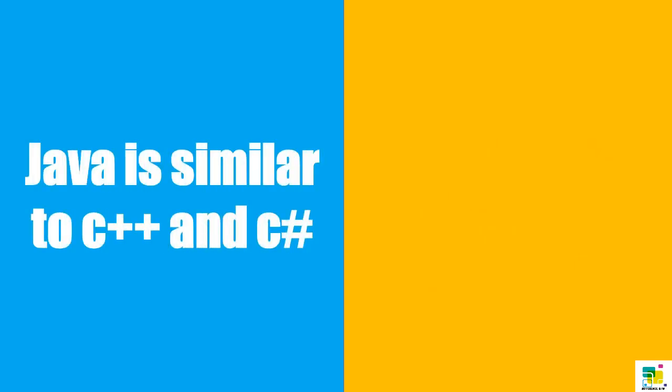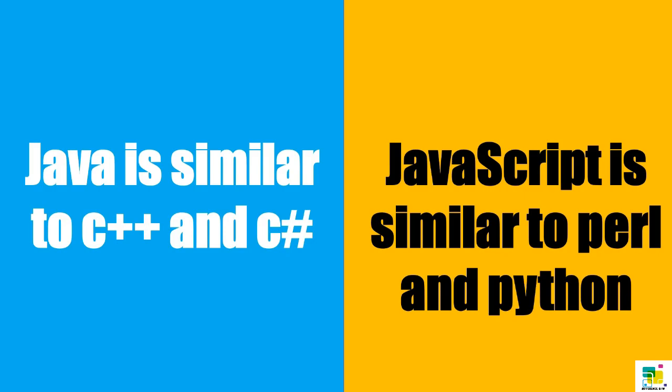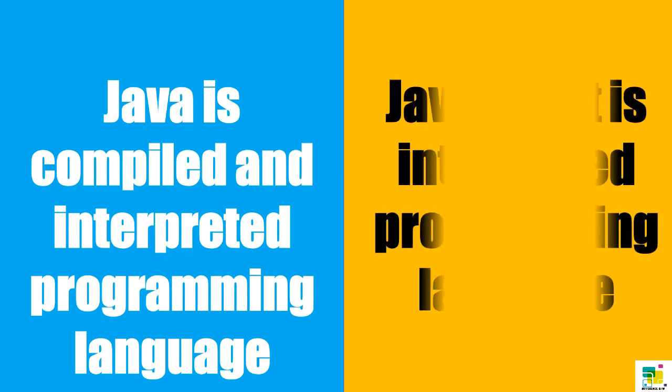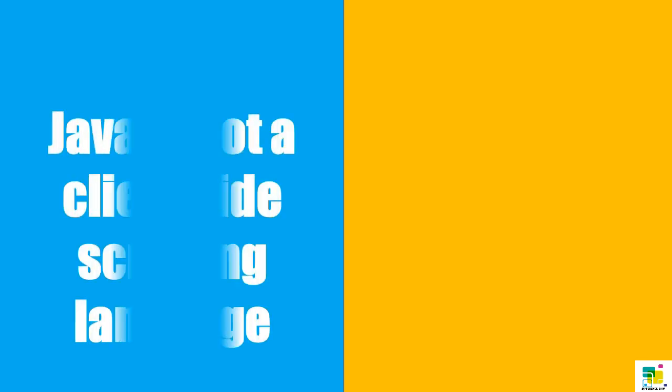Java is similar to C++ and C#, meaning a person with knowledge of the C programming language can learn Java very easily. But JavaScript is similar to Perl and Python programming languages. Java is a compiled and interpreted programming language, meaning Java code must be compiled as well as interpreted before use. But JavaScript is only an interpreted programming language and does not need to be compiled before use.